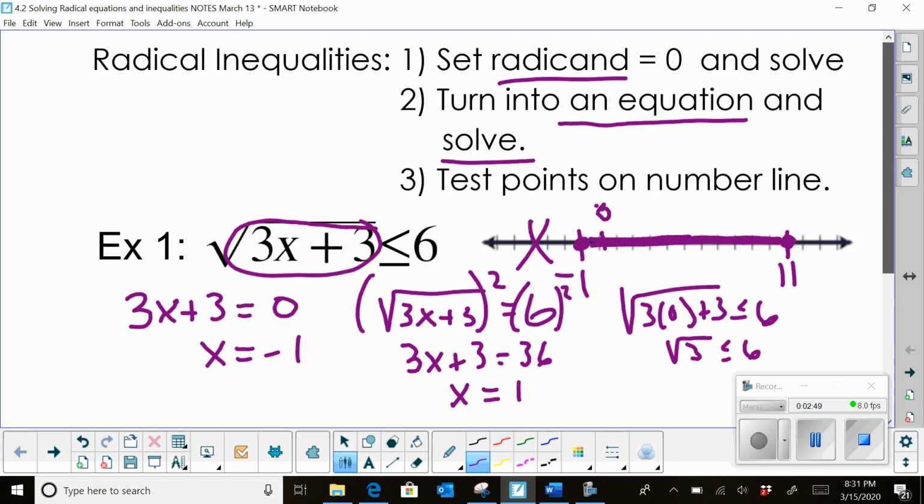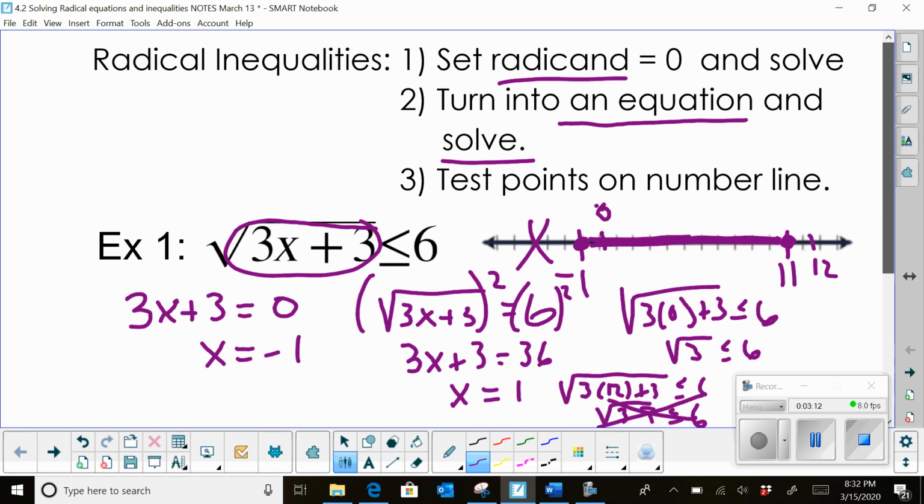If I plug in a number greater than 11, like 12, that's going to give me the square root of 3 times 12 plus 3 is less than or equal to 6. Well, 3 times 12 plus 3 is 39. And the square root of 39 cannot be less than or equal to 6 because that would be the square root of 36. So that's false.